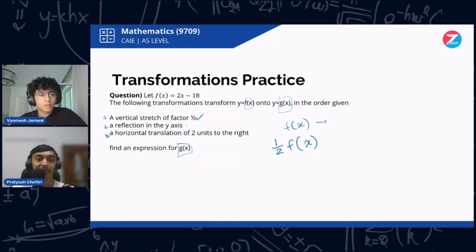And we want a reflection in the y-axis. What's that? It's the y-axis. So if we have a curve like this, it's going to look like this. How do we do that? It's minus x. So yep, second thing done. And then a translation of 2 units to the right.